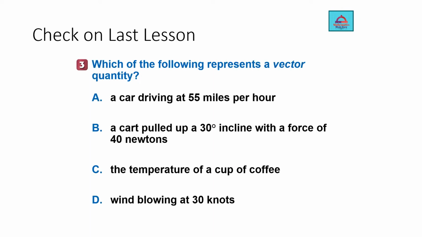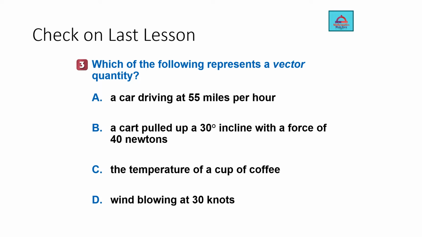Okay, so let's check on you for the last lesson. Have you prepared? Have you revised that one where we introduced vectors to you? So which of the following represents a vector quantity? It's a multiple choice question. Similar will come in your exam. Have a look. Take a minute. There are 4 options, A, B, C, D. Tell me which one is a vector quantity.